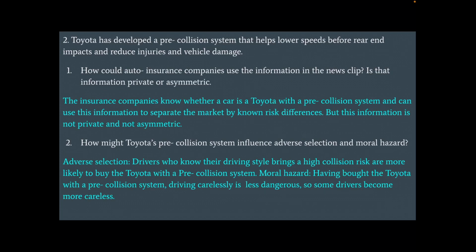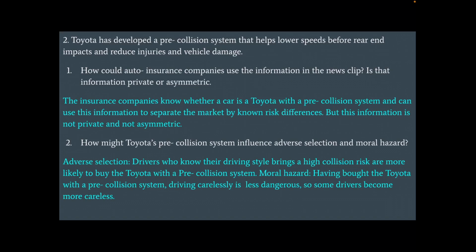How could auto insurance companies use information in the news clip? Is that information private or asymmetric? The insurance companies know whether a car is a Toyota with a pre-collision system and can use this information to separate the market by known risk differences. But this information is not private and not asymmetric.